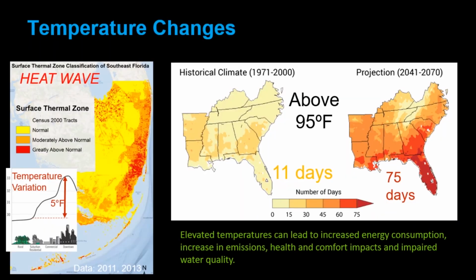It's hotter up here on land too. Historically, we've seen about 11 days over 95 degrees. But in the near future, we expect to see in Florida 75 days or more of these extreme temperatures. Elevated temperatures can lead to increased energy consumption because we're using the air conditioner more, and that will lead to greater emissions. Not only will it be uncomfortably hot more days out of the year, this also will exacerbate climate change.